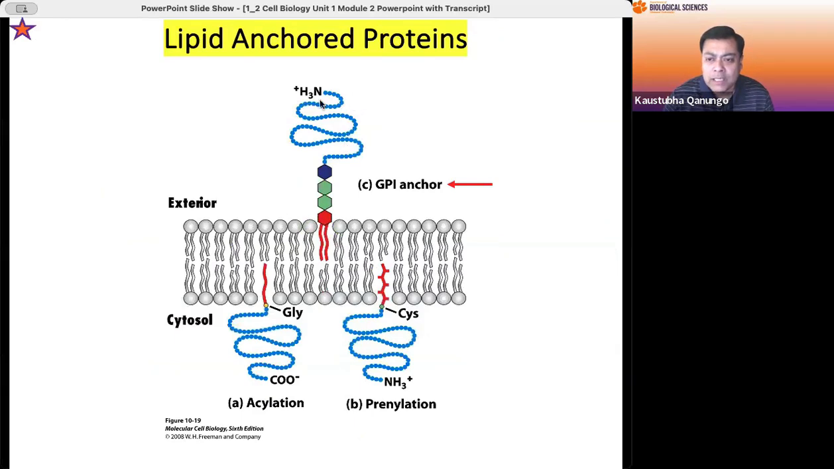So right here, you can see that the blue portion is the protein. This is the core polysaccharide, mannose and glucose, and this is your phosphate and the fatty acid tails. This is your GPI anchor. So that's very important. All right.